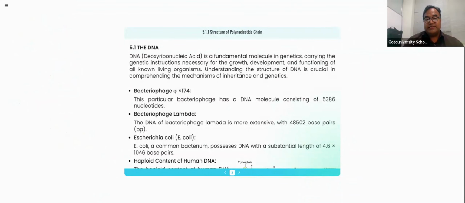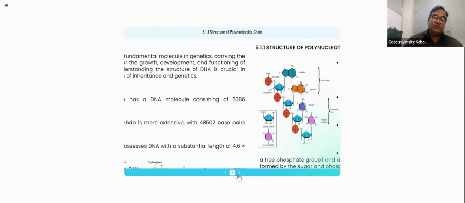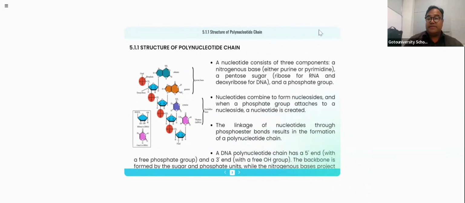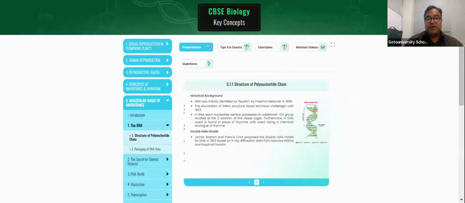So now we need to understand the next basic concept in the structure of the polynucleotide. I already told you it is many nucleotides. This polynucleotide is a part of the DNA. DNA is a part of the chromosome. So the structure of the polynucleotide.